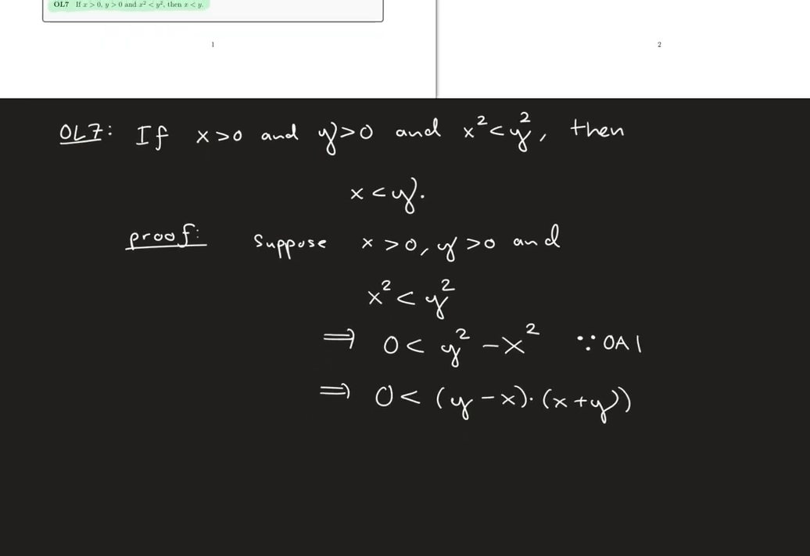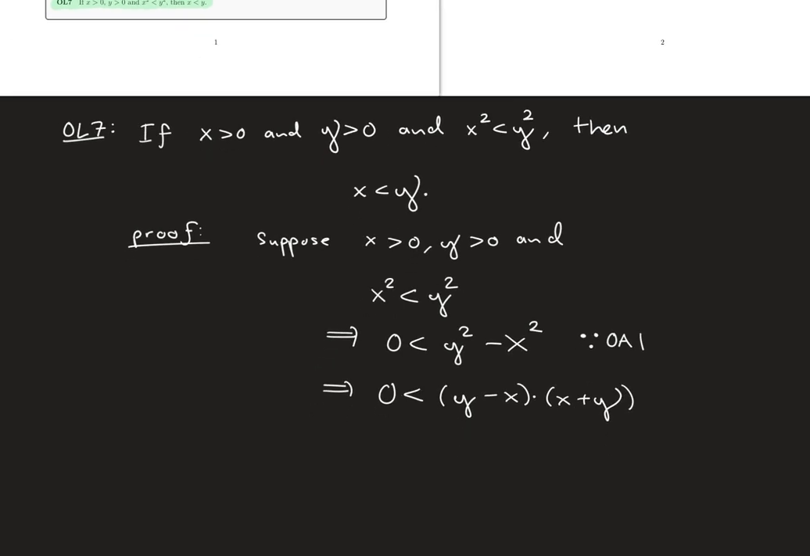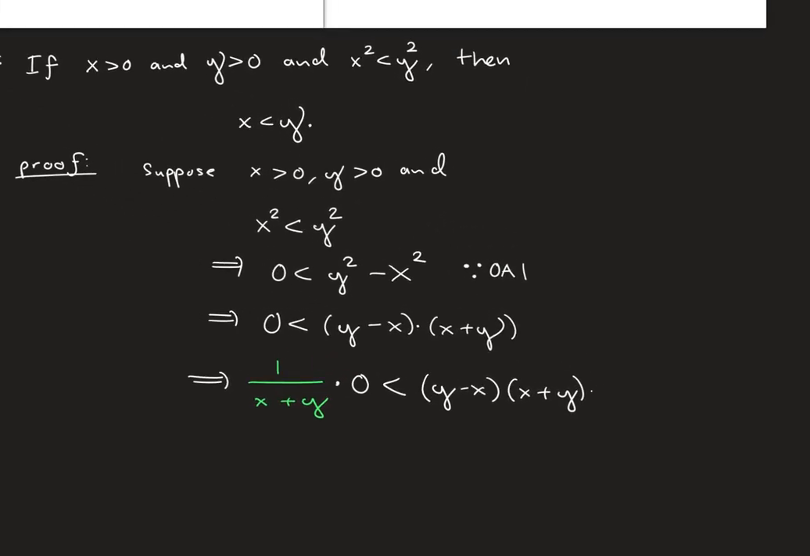All right, now what I'm going to do is multiply both sides of this inequality by a positive number. So here, let me go ahead and write that down. That implies, here's the positive number I'm going to multiply both sides by: y minus x times x plus y times that positive number. Now, I claimed that it's positive. That comes from the results that we have.